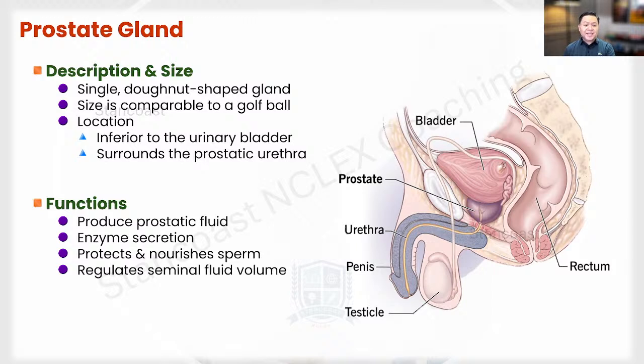Now, as far as the regulation of the seminal fluid volume, the prostate can also help to control the volume and the consistency of the seminal fluid, and it is optimal for sperm transport and survival. Another function is muscle contraction, wherein the prostate gland contains smooth muscle fibers that help expel the semen during ejaculation. The contractions of these muscles can also contribute to the force and the direction of the semen emission.